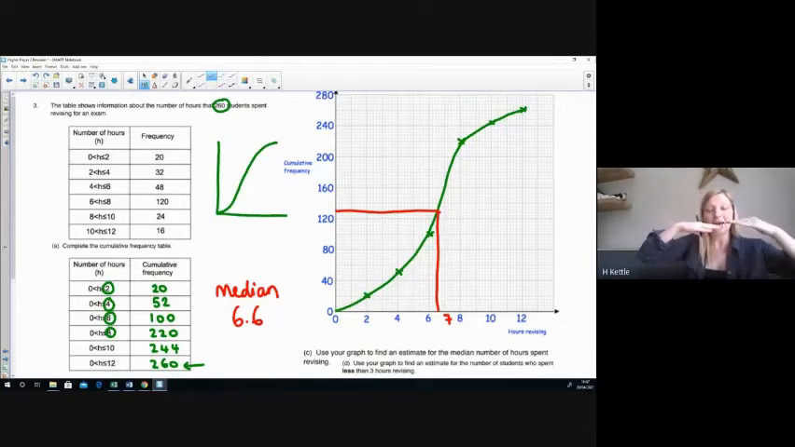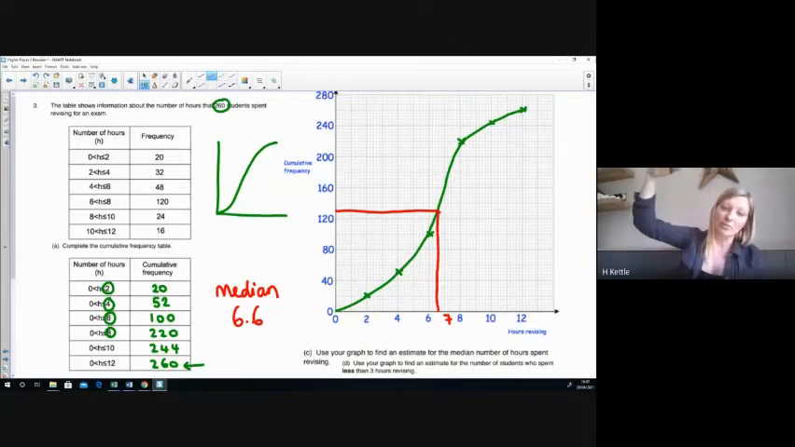If you were asked how many students spent more than 3 hours revising, we want to know how many are above that point. So if it was letting me draw, I'd draw a lovely line across to 35. So the answer for how many students spent less than 3 hours revising is about 35. But if I wanted more than 3 hours revising, I'd have to do 260 take away 35, so 225 students spent more time than that revising. So just be really careful if it's less or more.